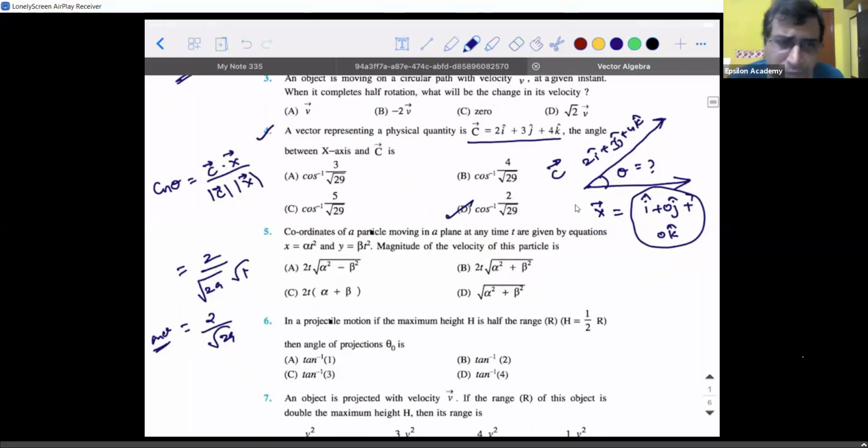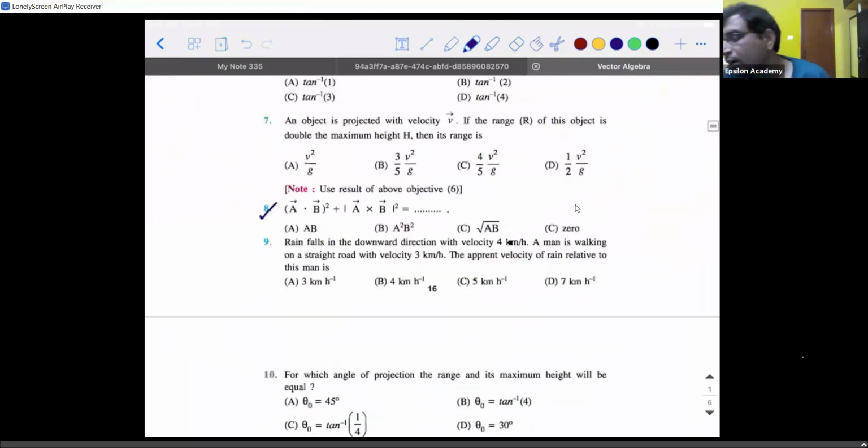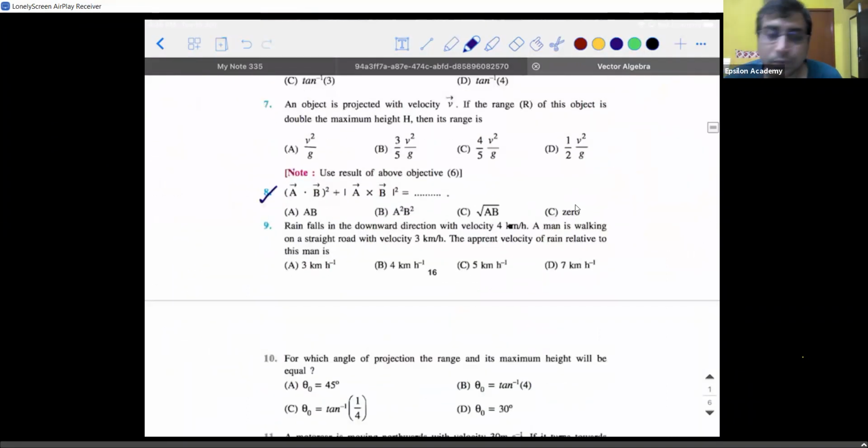Okay, so it's a simple problem. I'm moving on to the next one. Now listen. I have (A vector dot B vector) the whole square plus (magnitude of A vector cross B vector) the whole square. So what is the answer? What is A vector dot B vector, guys? It is the magnitude of A vector, or I can simply write it as A, B into cos theta.